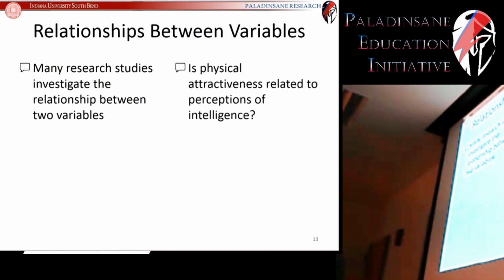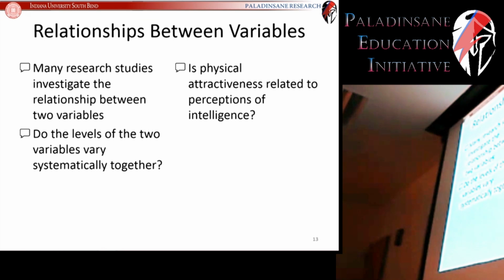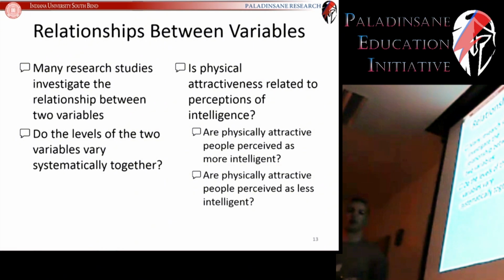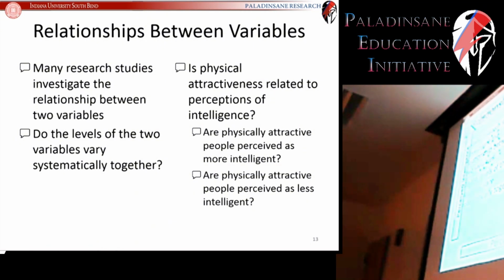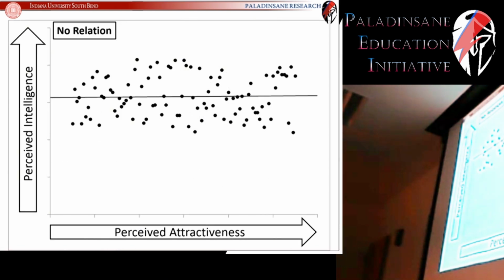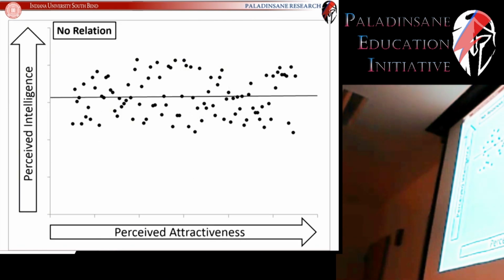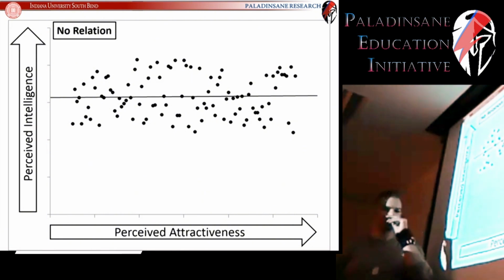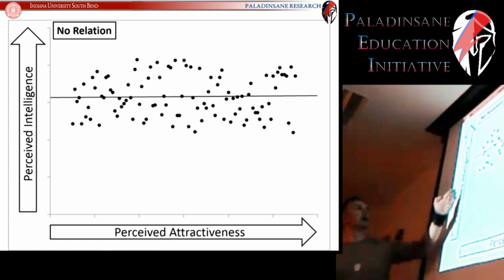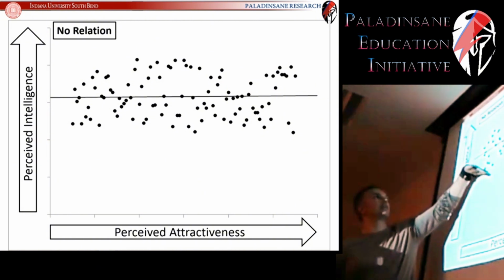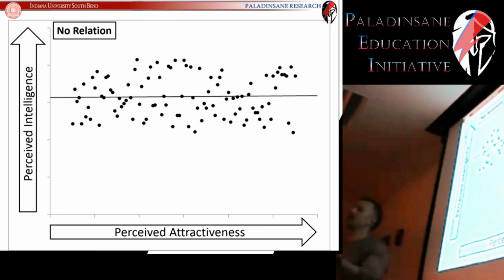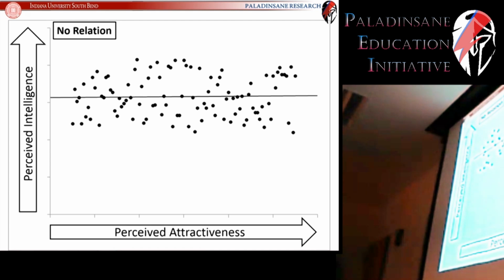So is physical attractiveness related to perceptions of intelligence? And we looked at how two variables can vary systematically with each other, and we saw the different types of relations. So the four basic categories were the no relation. In this case, perceived attractiveness has nothing to do with perceived intelligence. So if this is the case and you look at somebody and you think that they're extremely attractive, you'll also look at them and see them as either not that intelligent or as highly intelligent. One does not affect the other. This is the no relation between the two variables.